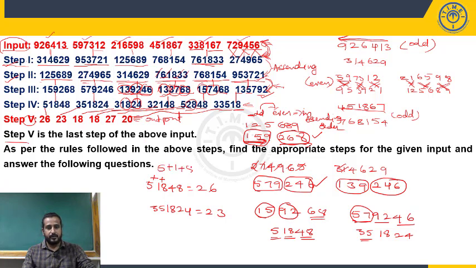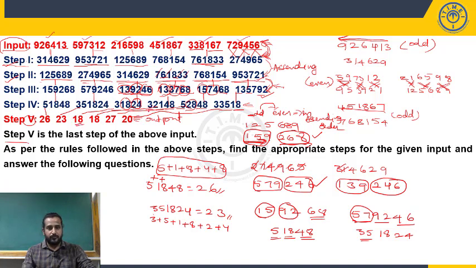5 plus 1 plus 8 plus 4 plus 8. Digits within the number are added. 5 plus 1 is 6, 6 plus 8 is 14, plus 4 is 18, plus 8 is 26. Digits in the number are added to get the number. 3 plus 5 is 8, plus 1 is 9, plus 8 is 17, plus 2 is 19, plus 4 is 23. So, 23. Similarly, 3 plus 1 is 4, plus 8 is 12, plus 2 is 14, plus 4 is 18, perfectly matching.